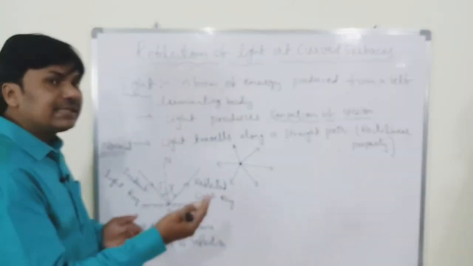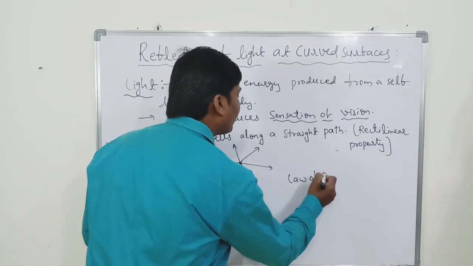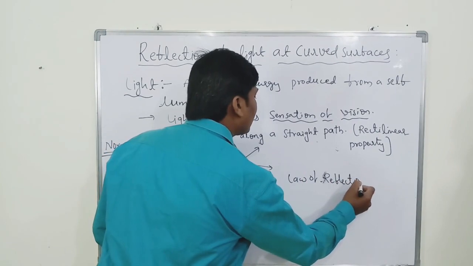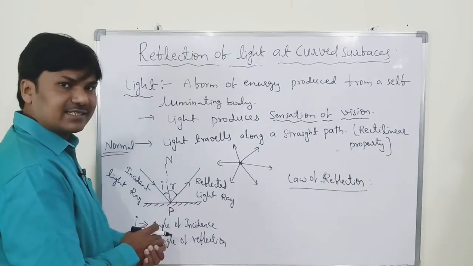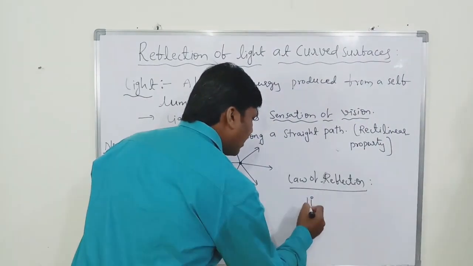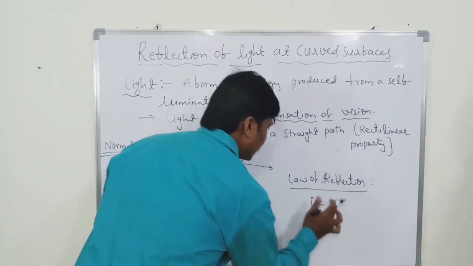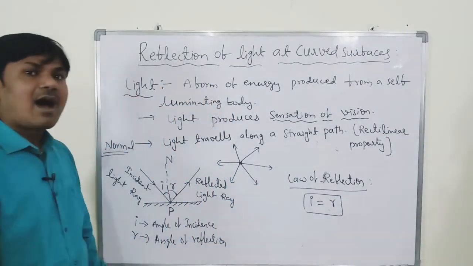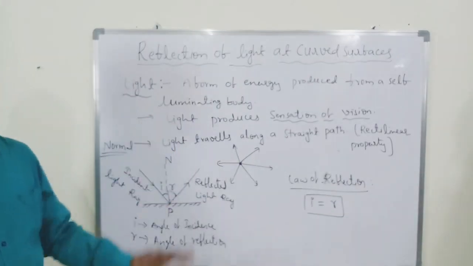So now there is a law of reflection. What is that law? This law of reflection is the first law. There are two laws. The first law of reflection, you already know about all these things, isn't it? The first law of reflection is that the angle of incidence is equal to the angle of reflection. I is equal to R means always the angle of incidence must be equal to the angle of reflection.